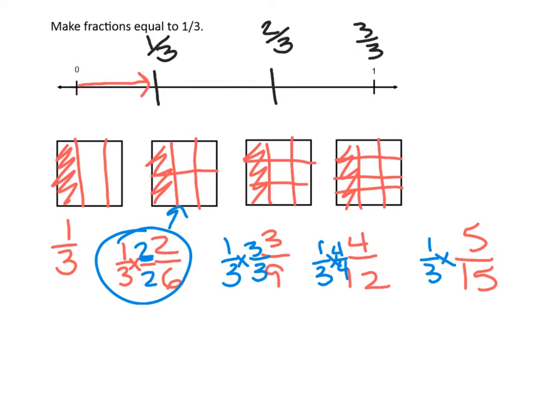1 times 4 is 4, 3 times 4 is 12. And in order to get 5/15, you multiplied by 5 over 5. 1 times 5 is 5, 3 times 5 is 15. If you got those correct, great job.